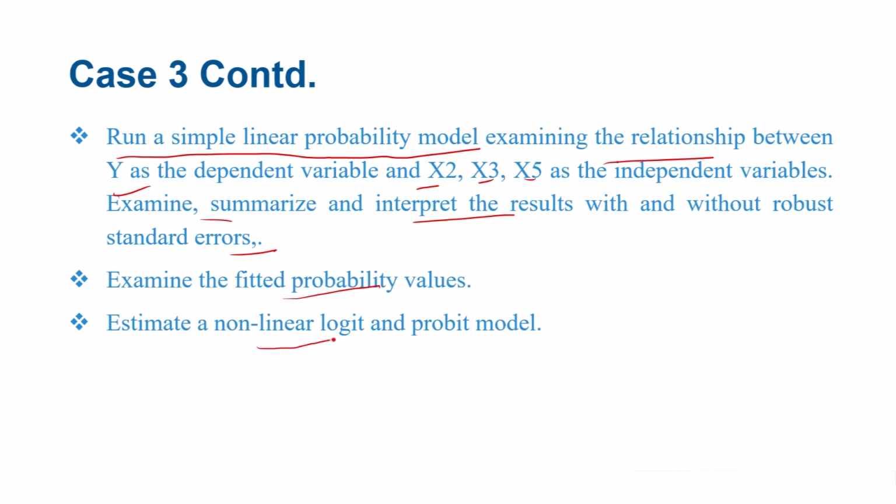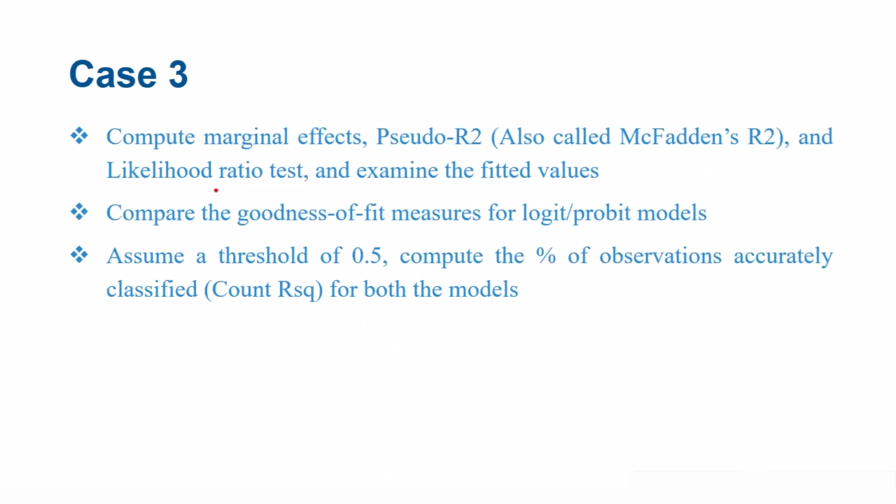Then we'll estimate a non-linear logit and probit model. Subsequently, we'll compute the marginal effects as we have understood. We'll compute pseudo R square, also called McFadden's R square. Then we'll conduct the likelihood ratio test and examine the fitted values. We'll compare the goodness of fit measures for logit and probit models. Lastly, we'll assume a threshold of 0.5 and compute the percent of observations accurately classified, which is a count R square, for both the models.